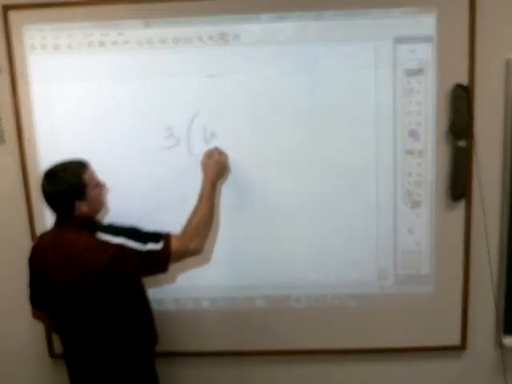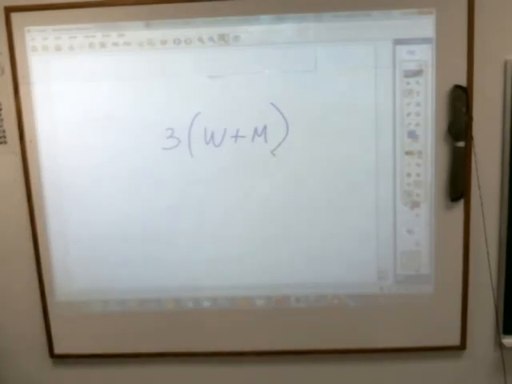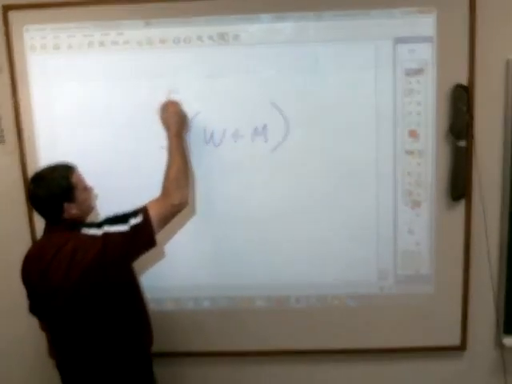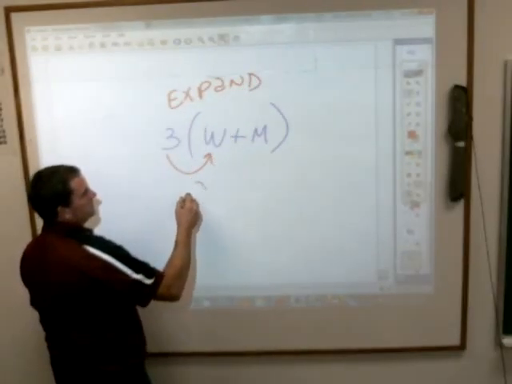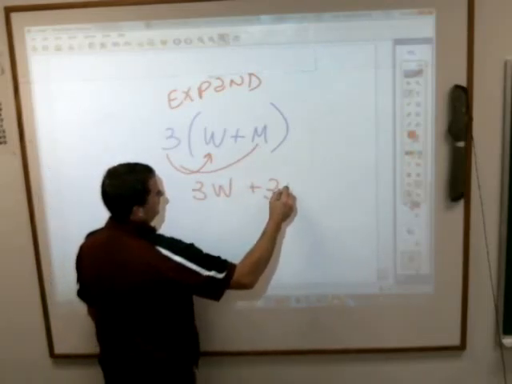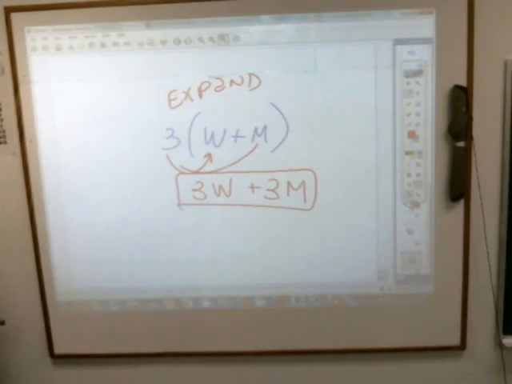3 times W plus M. I can't add W plus M together. Josh, you with me here? I can't add W plus M together, but I can do what the book calls expanding. And when I do that, 3 times W is 3W, and 3 times M is 3M. That is my answer to simplifying. I can't do anything more than that with it. That's as simple as we get. Now let me give you one to try.